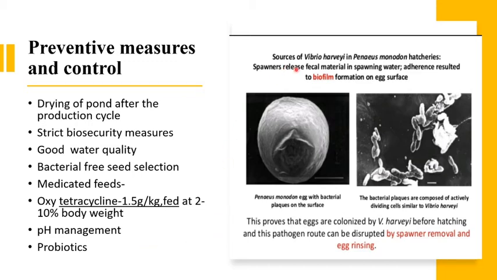These are the sources of Vibrio harveyi in Penaeus monodon hatcheries. Spawners release fecal matter in the spawning water. Adherence results in biofilm formation on the egg surface. This egg surface carries the Vibrio bacteria. This proves that eggs are colonized by Vibrio harveyi before hatching, and this pathogen route can be disrupted by spawner removal and egg rinsing. So these are the preventive measures and control to follow in vibriosis condition.